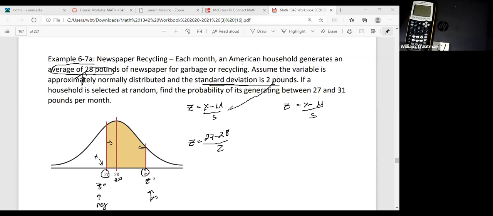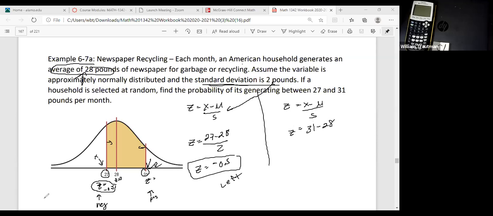Do you see? Standard deviation was 2. So when I put this in my calculator, 27 minus 28 divided by 2, I get a negative 0.5. My left side z value is negative 0.5. I now need to find my right side z value. That's the left side. The right side, the value we're talking about is 31. The average is 28. And the standard deviation is the same. It's 2. And 31 minus 28 is 3, divided by 2 is a positive 1.5. So this z value is a positive 1.5.